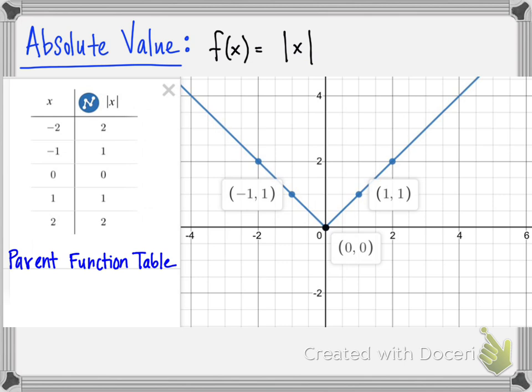Now I want you to think about it. What if I said for the parent function table, I wanted to say -6? What would the y value be? That's right, 6. And if I said the x value is +6, what would the y value be? That's right, 6. So that might come up later. So just think about that. I could use different numbers from the parent function table, but I'm using the parent function, which is just a basic absolute value of x.